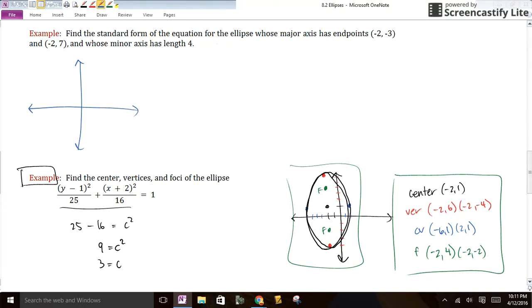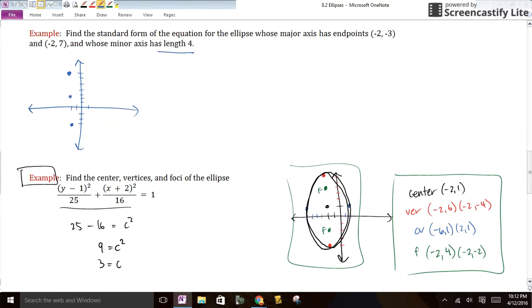It says the major axis has endpoints (-2, -3) and (-2, 7). That's right there. And the minor axis is 4 units long. So I know the center's somewhere between here. In fact, some people will be like, oh, where the heck are we going to find it? My drawing is meh, right?